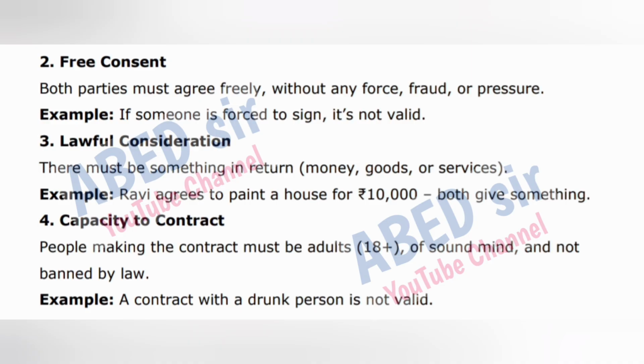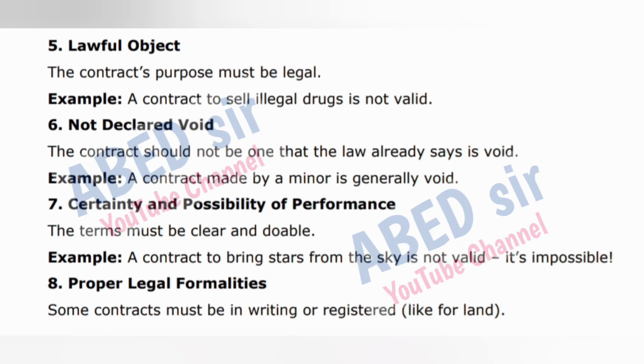4. Capacity to contract. People making the contract must be adults, 18 plus, of sound mind and not banned by law. Example: a contract with a drunk person is not valid. 5. Lawful object. The contract's purpose must be legal. Example: a contract to sell illegal drugs is not valid.